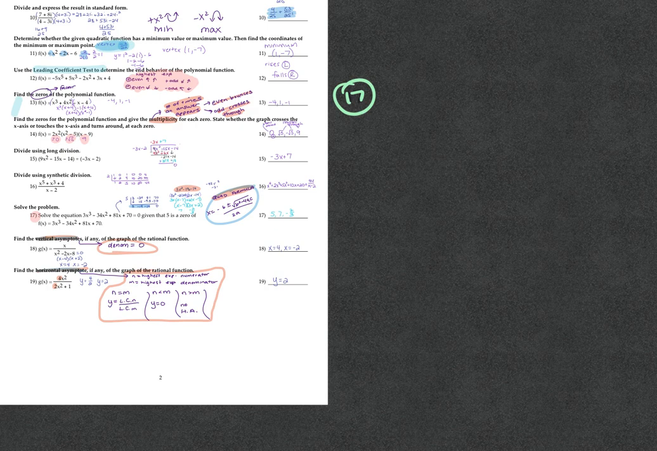So I'm going to give you 1. This one says that 5 is a 0, so 5's going to go on the outside. And then I list my coefficients. It would be 3, negative 34, 81, and 70. I bring down the 3. I multiply times 5. I put it in the next column.